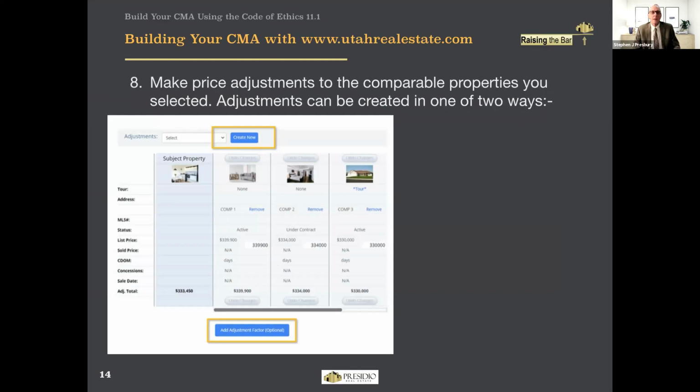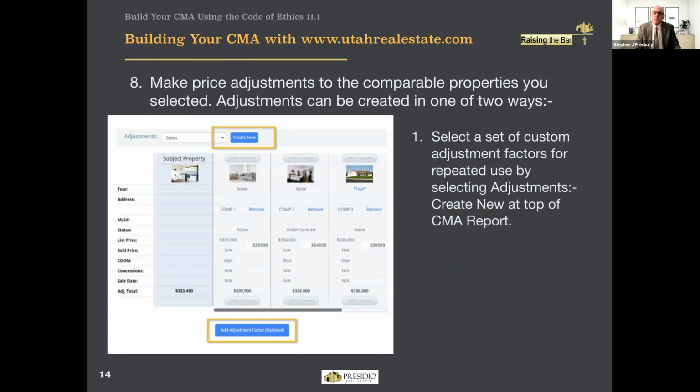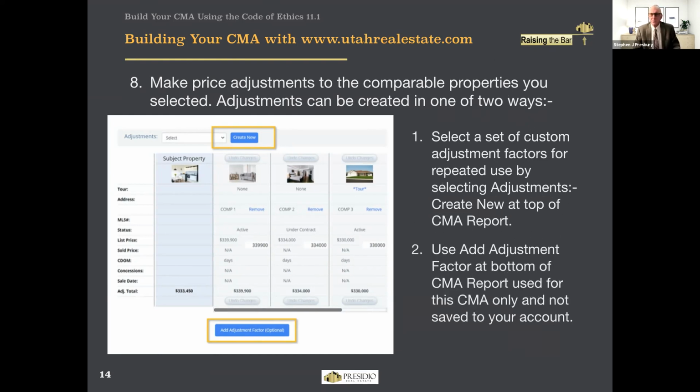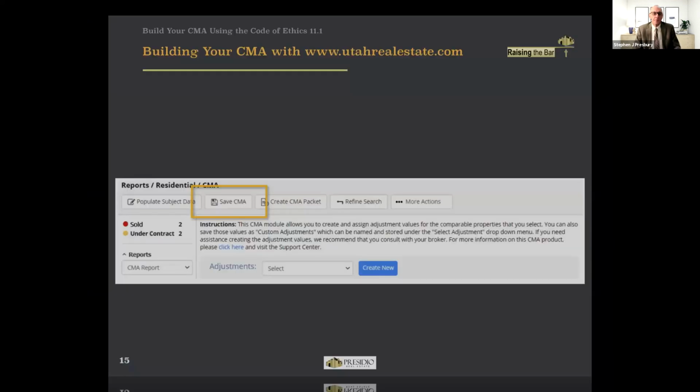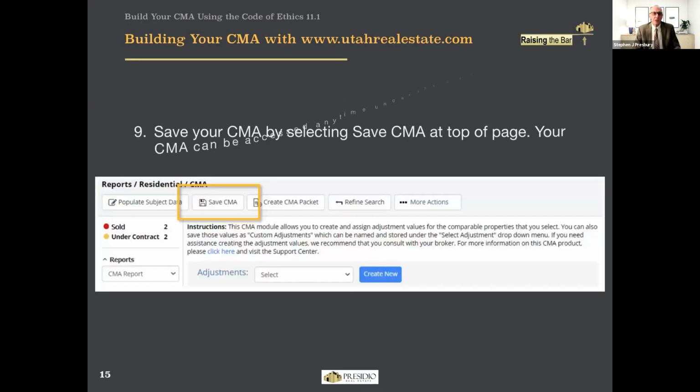You'll also make some price adjustments at this stage, and they can be created one of two ways. You can either select a set of custom adjustment factors for repeated use if you want to do a number of different CMAs, which you can do at the top of that page, or you can just add one adjustment factor at the bottom of the CMA report, and that will be saved to your account. And you will see that Save CMA at the top there, which you'll click on, and then you will be able to save that report.